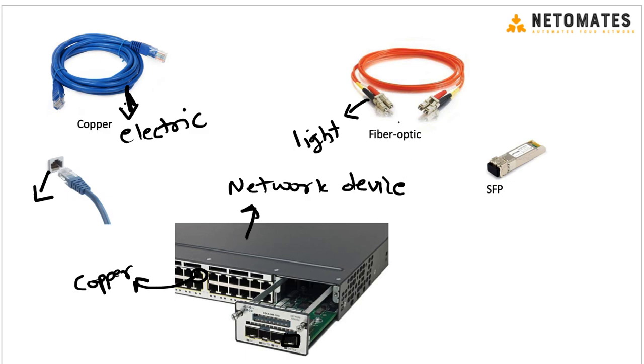You cannot directly connect a fiber cable to these ports. There is a device called SFP, small form factor pluggable device. You will connect one end of the fiber cable to the SFP and insert it into this port. This is how you can make physical connections on a network device or a computer.